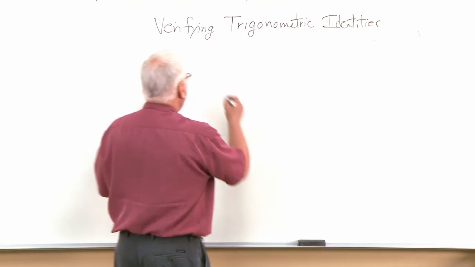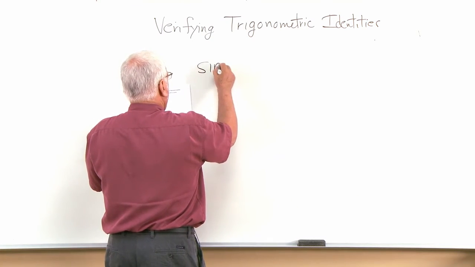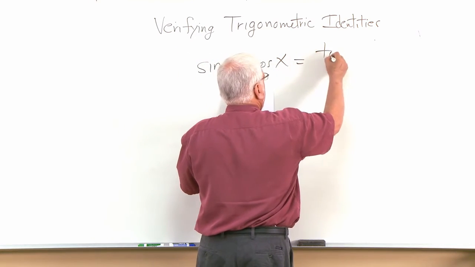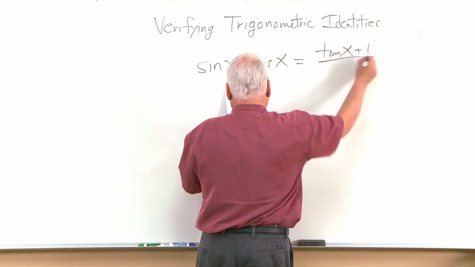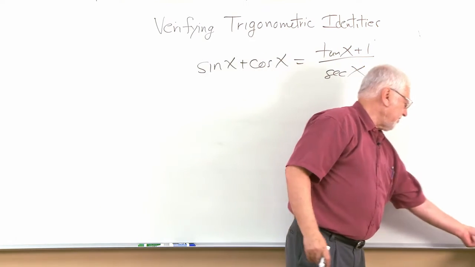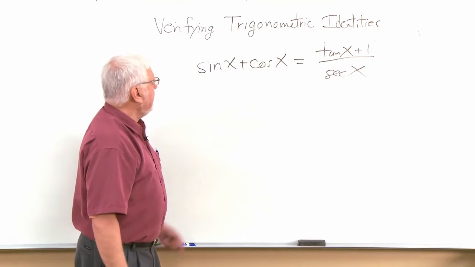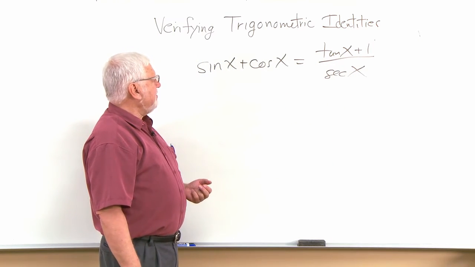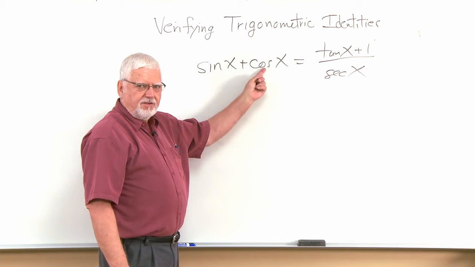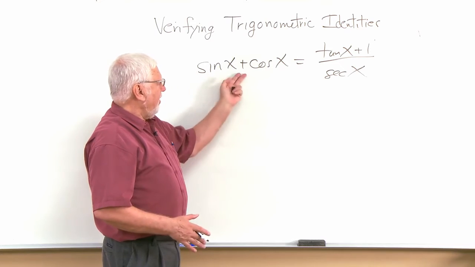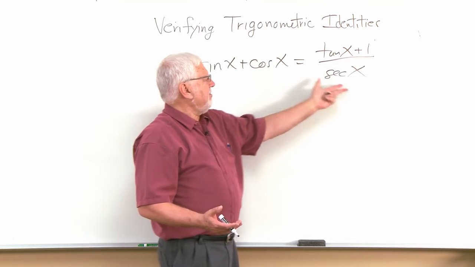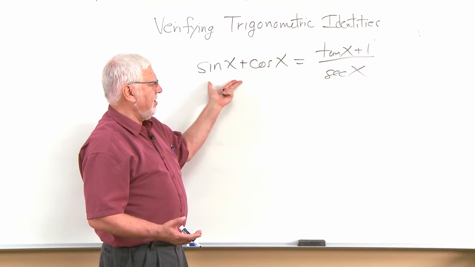Let's try this one. The sine x plus cosine x equals tangent x plus 1 over secant x. I'll just think about this a minute rather than rush into it. What can you do to make these the same? Well, this already is in terms of sine and cosine, so I just leave it. There's no way we can add these together, so we've got to leave this alone. So maybe this will work out into this. So that's our only hope.